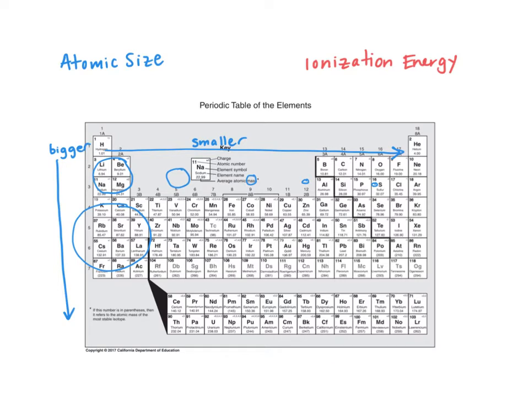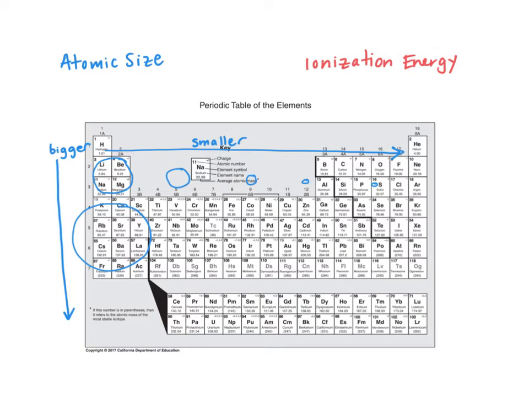So the two trends in atomic size: as you go across, they get smaller. Again, you have the same principal energy level, but you're adding more protons, which makes your nuclear pull stronger. And as you go down, the atom gets bigger because while you are adding more protons, you're also adding larger energy levels. So lithium is a size 2s orbital, whereas sodium is a size 3s orbital, and that's just bigger.